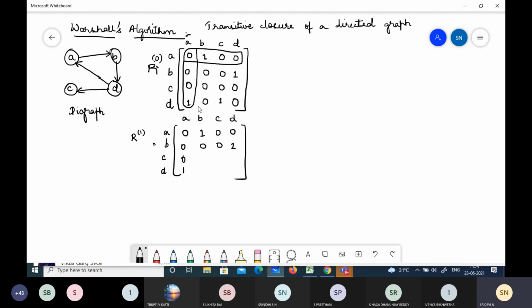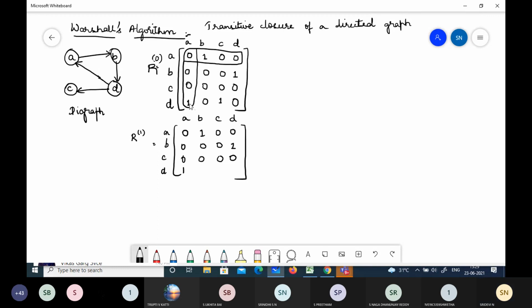Now, 1 means existence of path. Now, 0, 1, 0. So if both are 1, then only we can replace by 1. Otherwise, no. So we'll retain as it is. 0, 0, 0. For this, it will be 0 only because all zeros. Anything with 0 is 0 only. 0 into 0. 0 into something is 0 only.